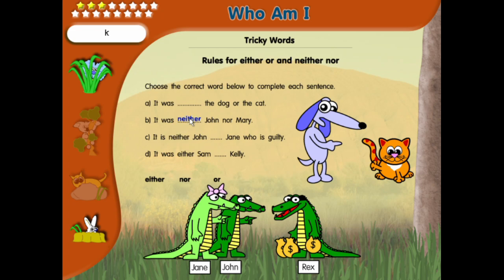Neither. It was neither John nor Mary. It is neither John nor Jane who is guilty. Either. It was either the dog or the cat. It was either Sam or Kelly.